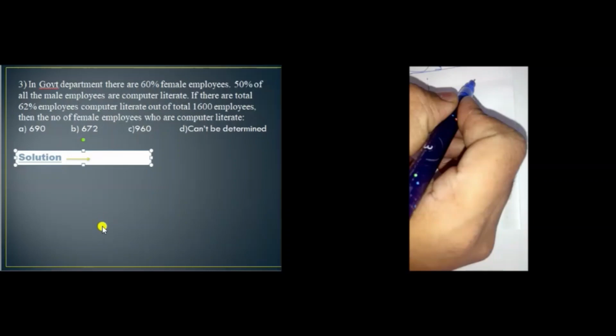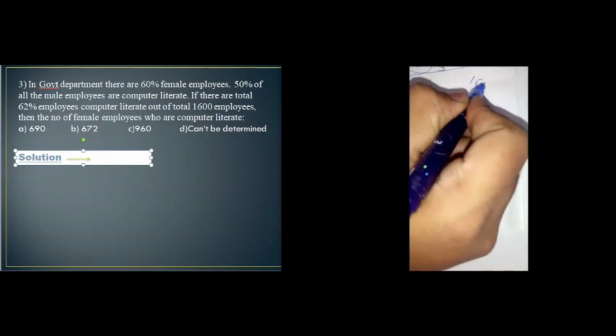Next question is: in a government department there are 60% female employees and 50% of all male employees are computer literate. If a total of 62% of employees are computer literate out of a total of 1600 employees, find the number of female employees who are computer literate. So it should be clear that only female employees who are computer literate have been asked. Let's see the solution for this.